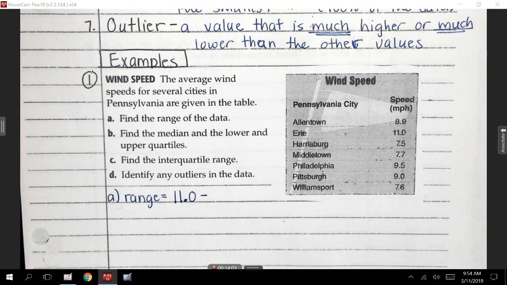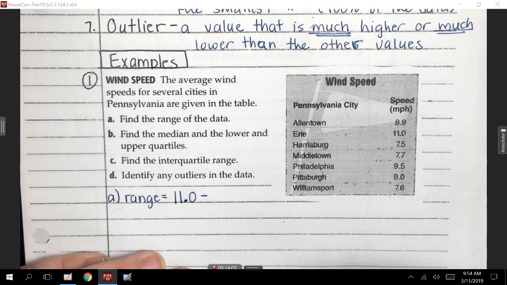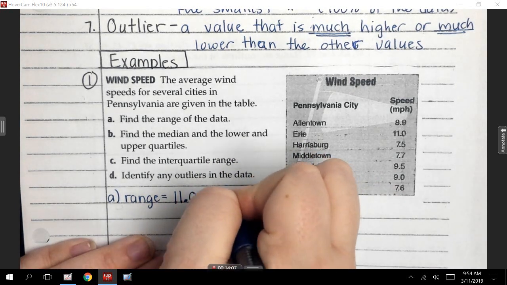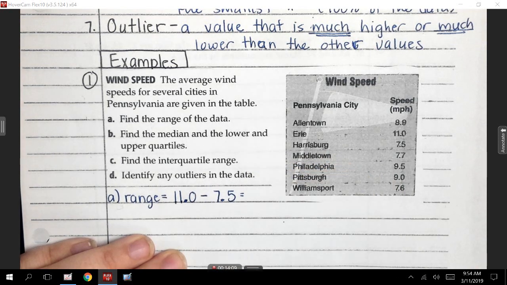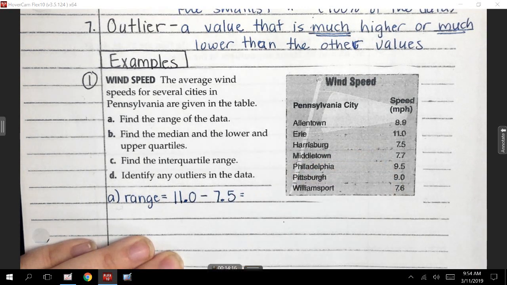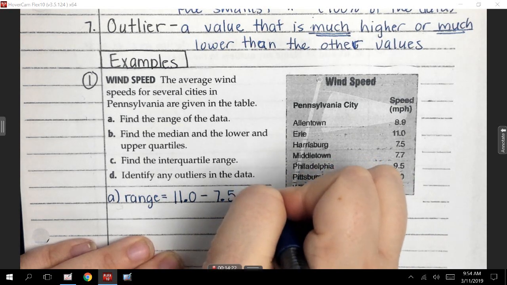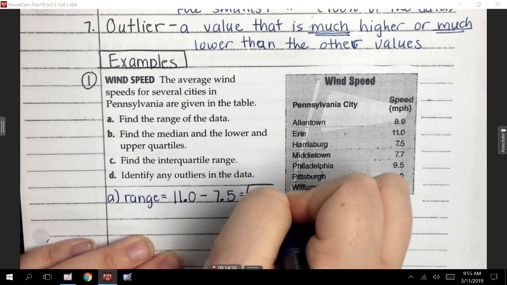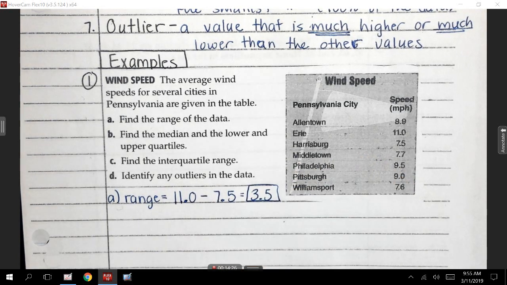Minus my smallest. What's the smallest, Juliana? It's 7.5. So when I work that out, what do I get for the range? Maggie. 11 minus 7.5. What did you say? 3.5. Yes, I'm sorry. I heard 8.5. Yes, 3.5 is correct, which is what you said. I'm sorry about that.